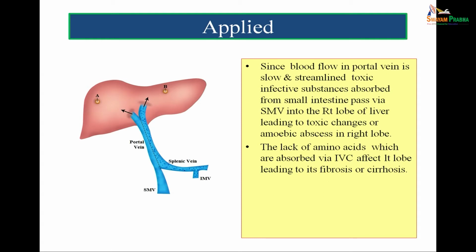On the other hand, amino acids are absorbed earlier. So, in the region of the drainage of the inferior mesenteric vein, amino acids like choline and methionine are deficient, so their availability to the left lobe due to the laminar flow is less. So that is why the deficiency features of methionine and choline resulting in cirrhosis are more prominent in the left lobe of the liver compared to the right lobe of the liver.